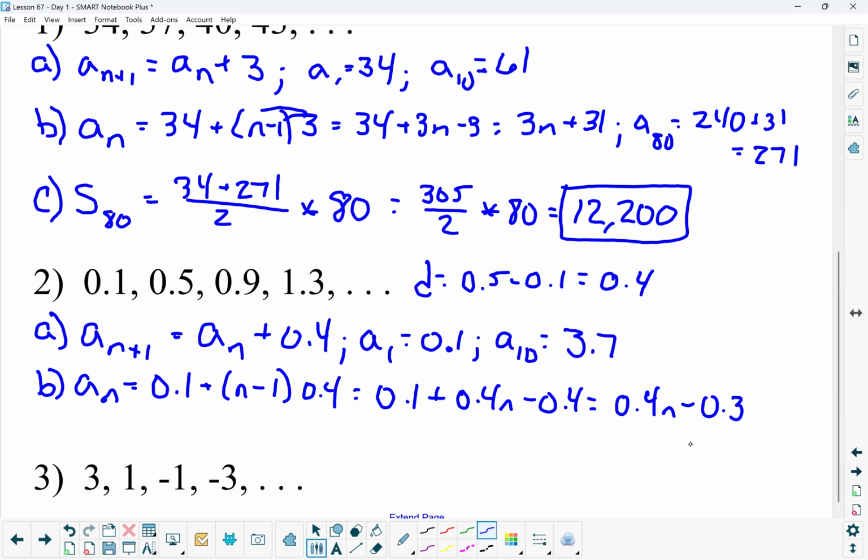To find my 80th term, I would take 0.4 times 80. So I believe that would be 32. And then I subtract 0.3. So 31.7 would be my 80th term.